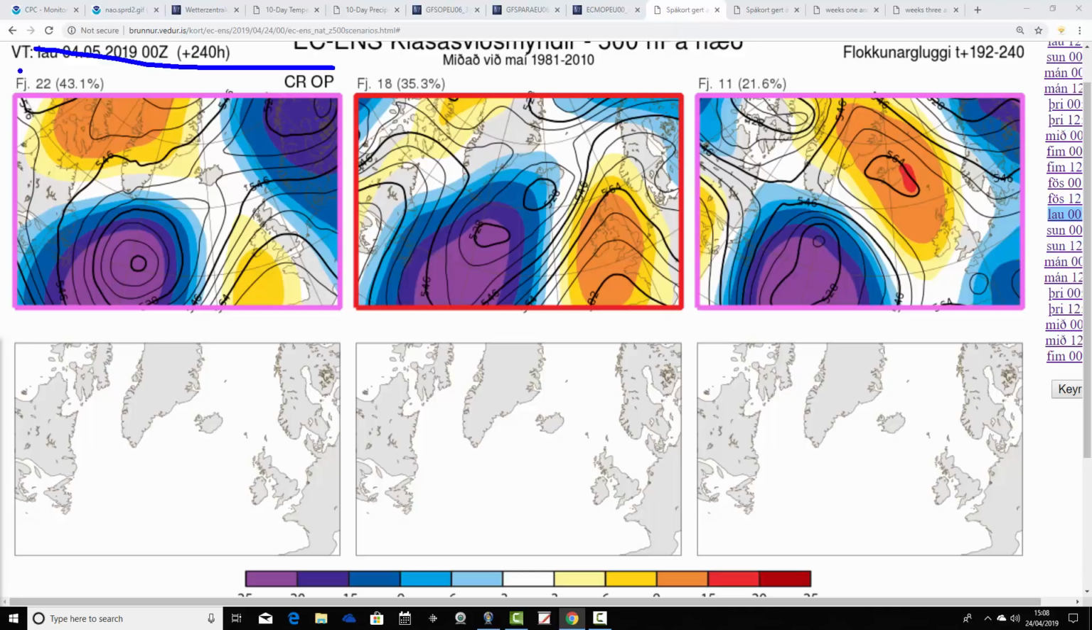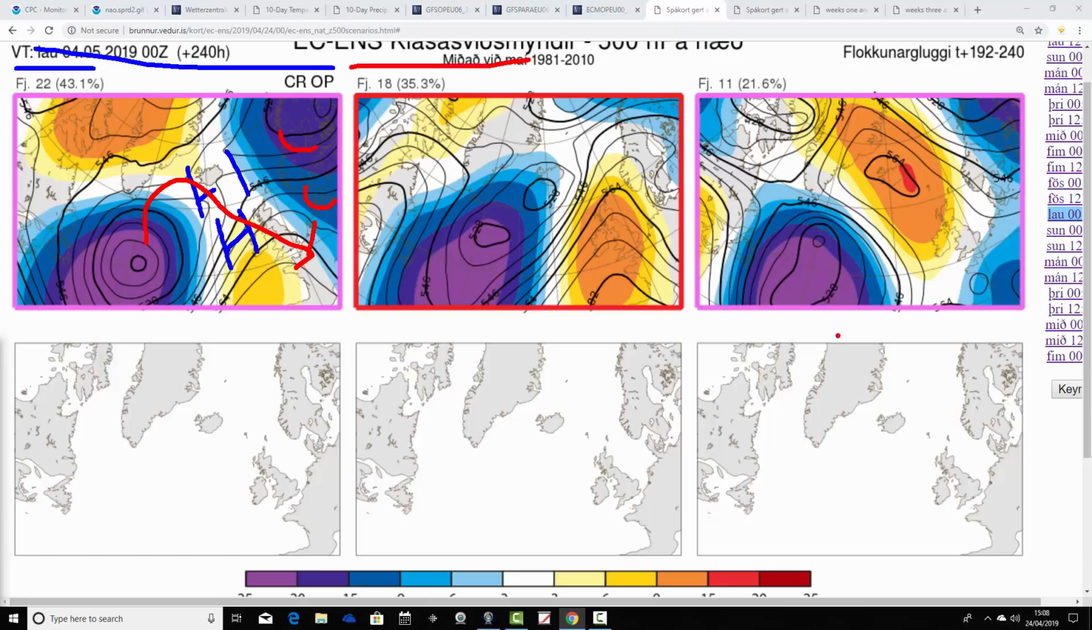So we've got 22 members of the ECM ensembles, including the control and operational ECM run, that have high pressure out to the west of the country and low pressure to our east, so we're pulling in a rather cool northwesterly wind with that one.